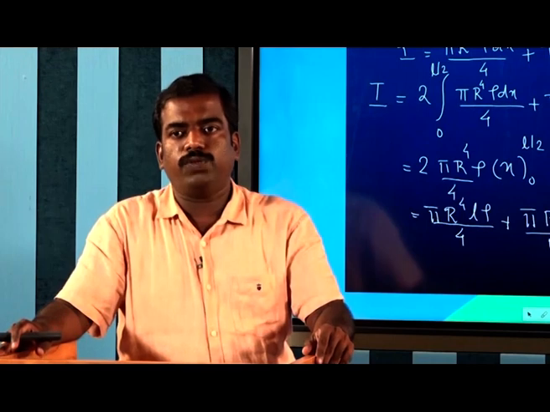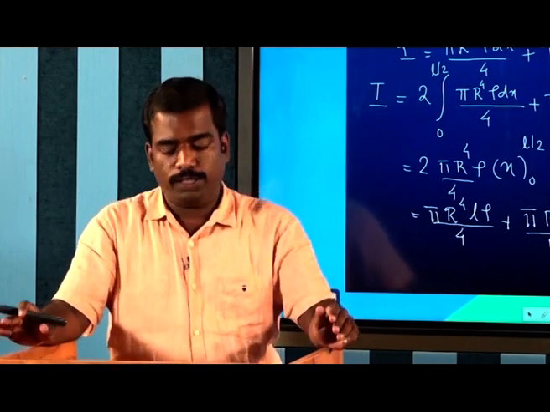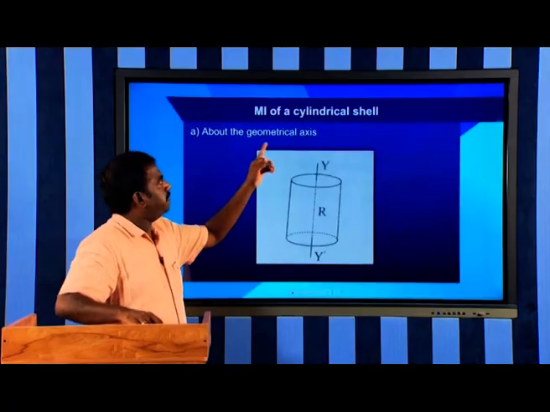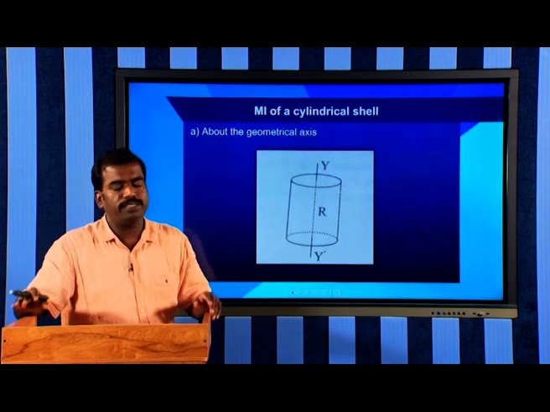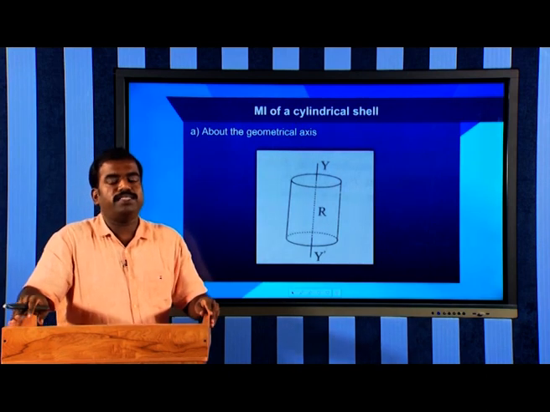Okay. So next we will see the moment of inertia of a solid sphere. Before going to the sphere, we need to learn another shape, which is the cylindrical shell. So we learned the moment of inertia of a solid cylinder. Here we need to consider the moment of inertia of a cylindrical shell. It is nothing but a hollow cylinder.